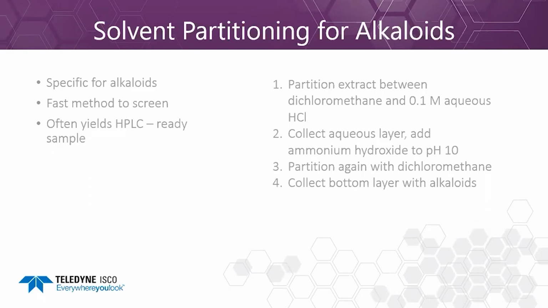Alkaloids with very polar groups may not move very well between the layers. Always verify and check biological activity of all extracts and phases before discarding anything. But essentially, you partition between dichloromethane and aqueous HCl, and the HCl drives the alkaloid into the aqueous layer, which you then collect and add ammonium hydroxide to pH 10, which forces the alkaloid back into the free base, which is soluble in dichloromethane, which is the bottom layer that you then collect.